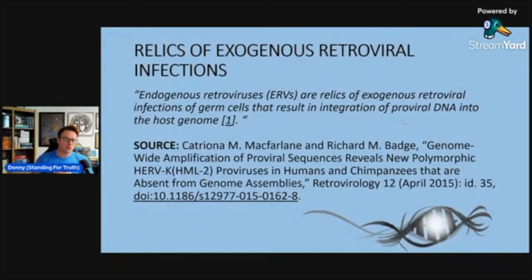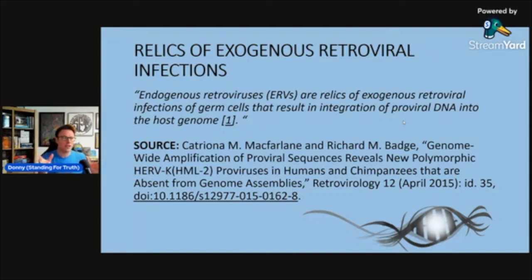Relics of exogenous retroviral infections. So exogenous retroviruses, most people will probably understand the HIV virus. That's an exogenous retrovirus. When you hear endogenous retrovirus, that's because it's occurring from within. It's originating from within. So ERVs are relics of exogenous retroviral infections of germ cells that result in integration of proviral DNA into the host genome.